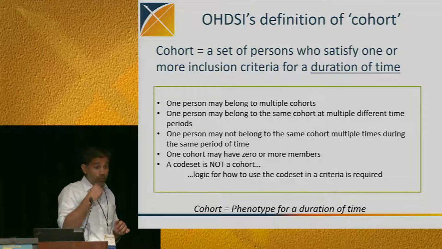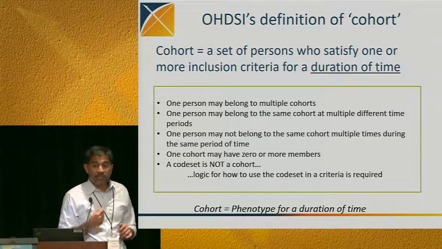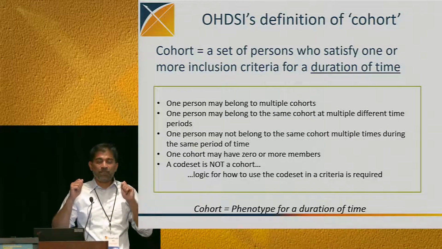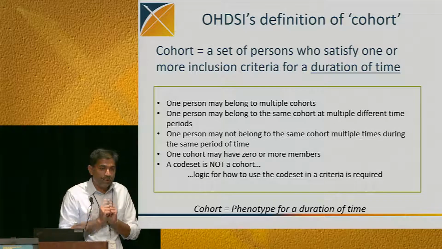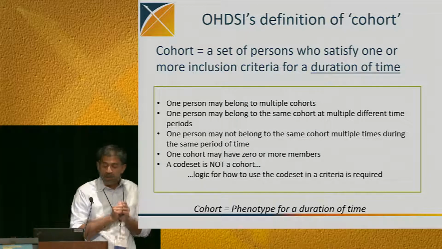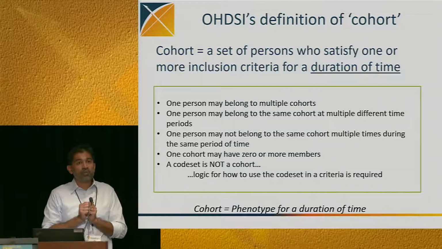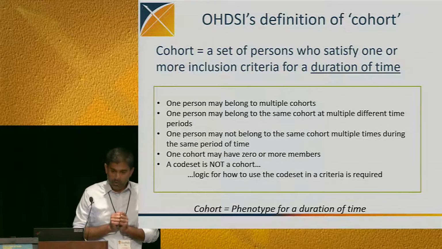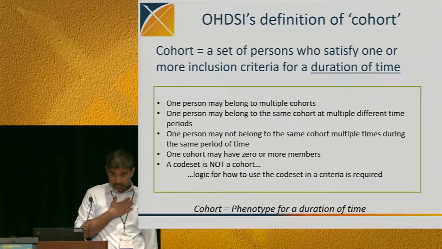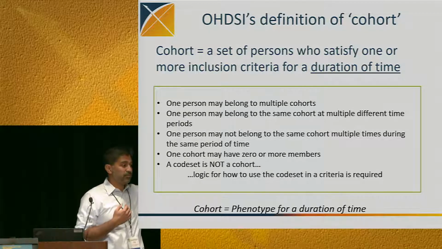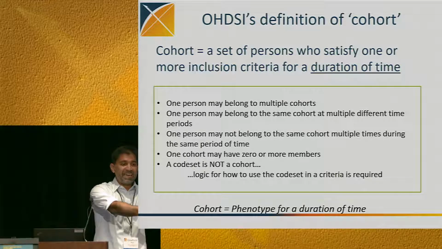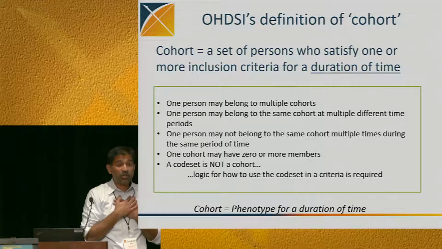Now, there are some rules about the cohort that we have to think about and remember. This slide is probably the most important piece of information that you want to remember in all of the studies that you do using the OHDSI ecosystem. A person may belong to more than one cohort. A person may belong to multiple cohorts. If I have migraine and atrial fibrillation, I can belong to the cohort of atrial fibrillation, I can belong to the cohort of migraine, and I can belong to the cohort that is a combination of migraine and atrial fibrillation. So I can belong to multiple cohorts.